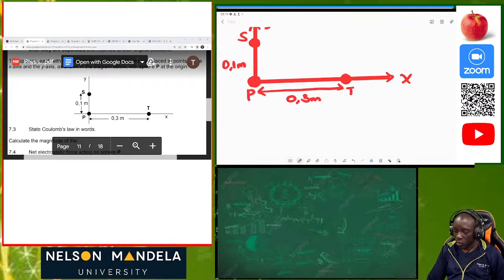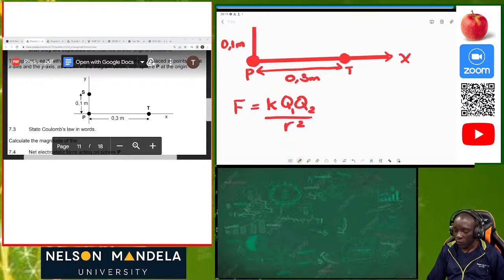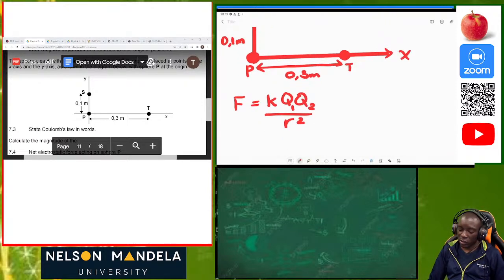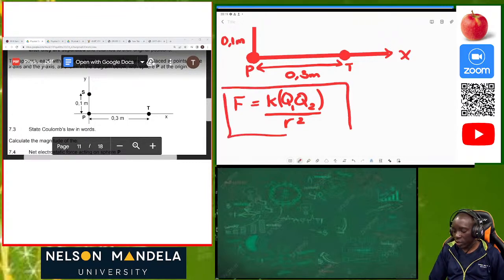So from Coulomb's law, we would know that F is equal to, that's where we get this equation, where if the charges Q1 and Q2 exert forces on each other, the magnitude of force is directly proportional to the product of the charges and inversely proportional to the square of their distance of separation. So that is all summarized by this expression where we find the electrostatic force between two charges.